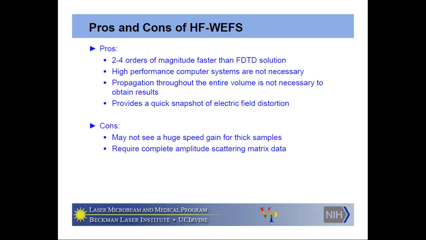Pros of this method: it is 2 to 4 orders of magnitude faster than FDTD. We don't need a high performance computer system to do simulations. You can use a laptop or regular desktop. We don't have to propagate through the entire volume as in FDTD. You don't need to solve the magnetic field and electric field over and over to get to your detector location. You use Huygens-Fresnel, and so we bypass that technique, so that's why we get a speed gain.